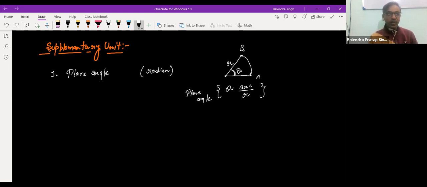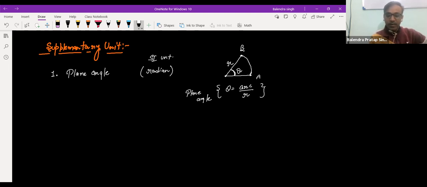We often use this theta in circular motion, where we define theta and use the unit radian. There is no dimensional representation of this radian. Its SI unit is radian, but no dimensional representation.